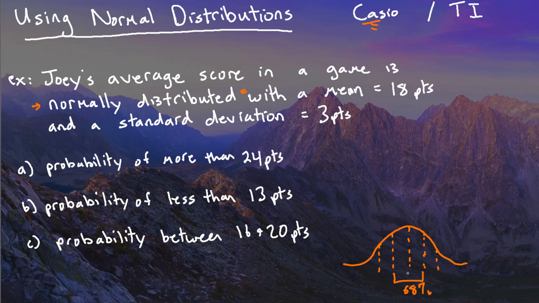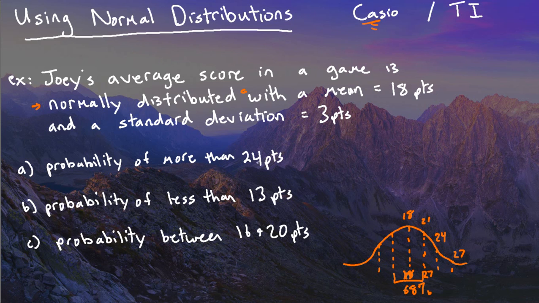So on my little diagram right here, in the middle would be 24. Well, wait, no, my mean was 18, my bad. So 18 is in the middle, and then to the right of that would be 21, then 24, and then to the right of that would be 27.